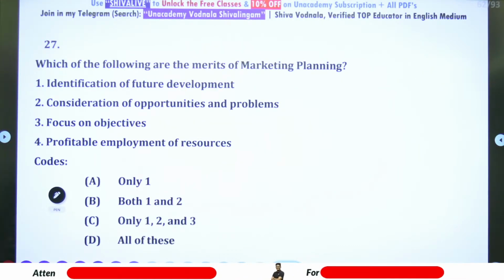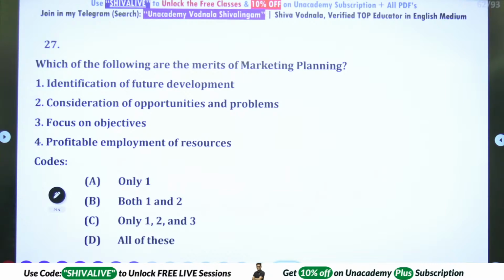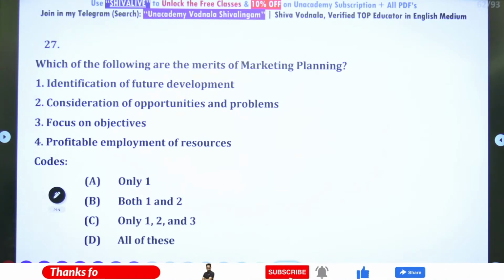Next. It's like a GST input tax credit. Merits of marketing planning.